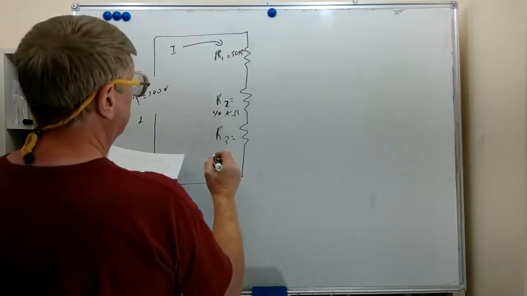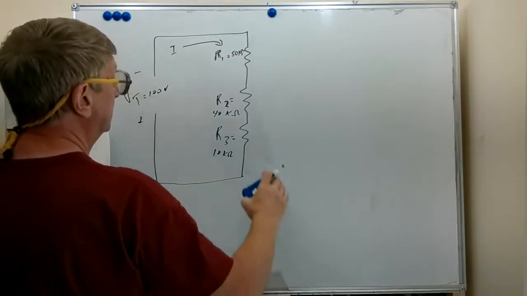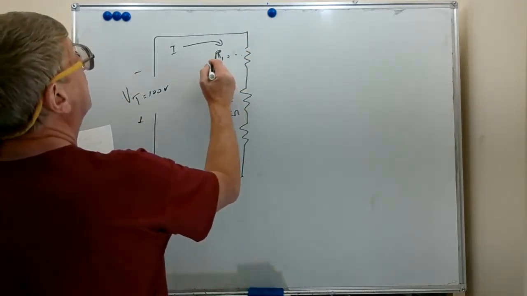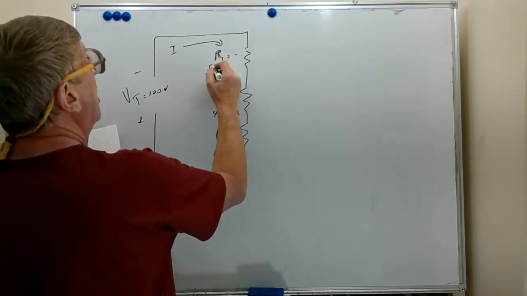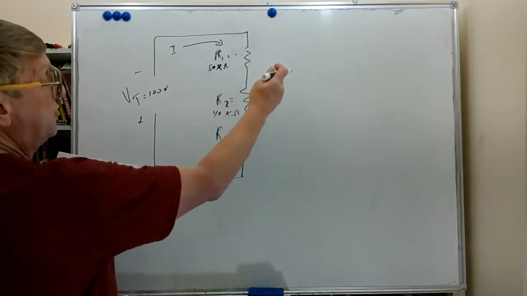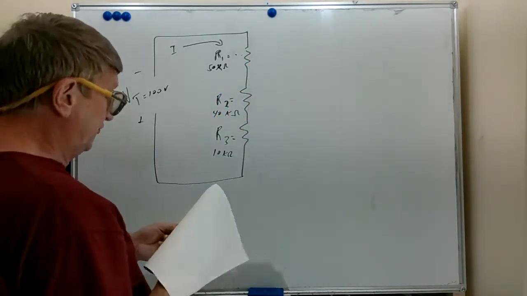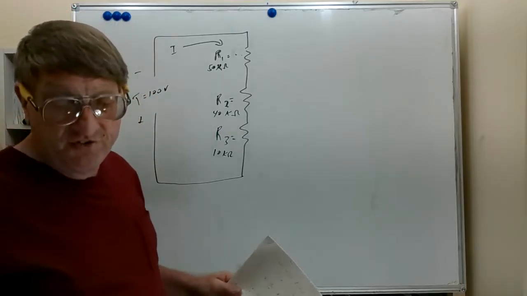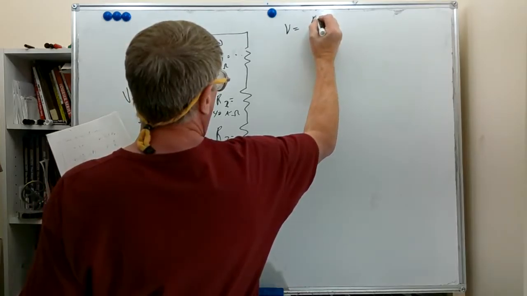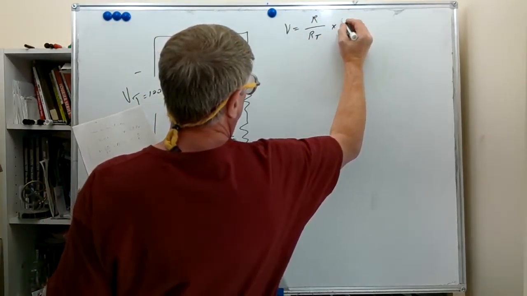R3 is 10k ohms. I'm going to erase this piece and write it underneath so it's a little bit easier to see. 50k ohms. So we've got R1 50k ohms, R2 40k ohms, R3 10k ohms. Now if we want to know the voltage across any of these, I'm going to put that voltage divider formula back up here. The voltage equals R over RT times VT.